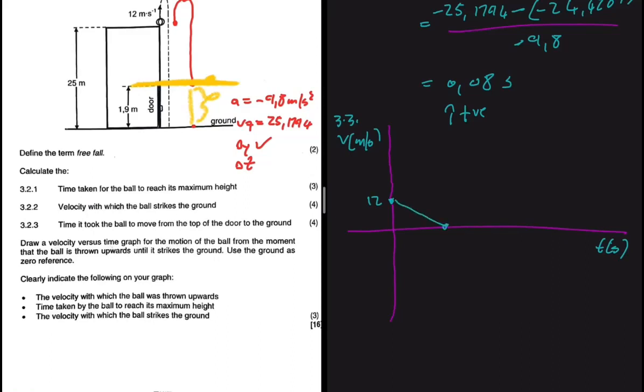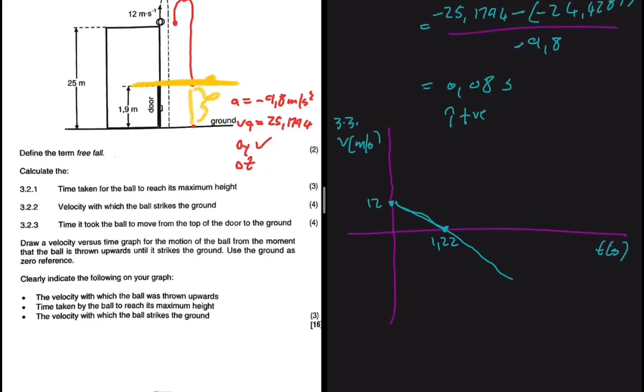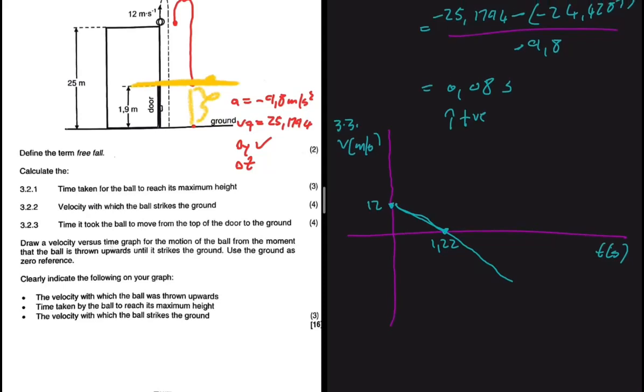So here we must have a time which is 1.22, and then from there on, what happens? It changes direction, right? And now we have a negative velocity, so our graph should keep on going down. That line must be straight. Let me make sure that it's straight. So we have a straight line going there until we reach a velocity of minus 25.1794, right? That is the velocity at which we strike the ground, right? And yeah, I think this should be it.